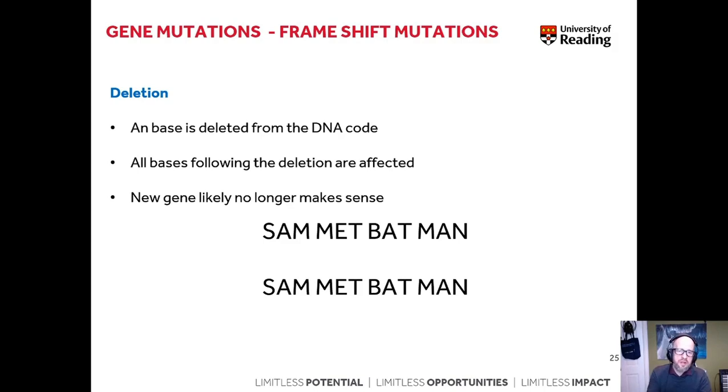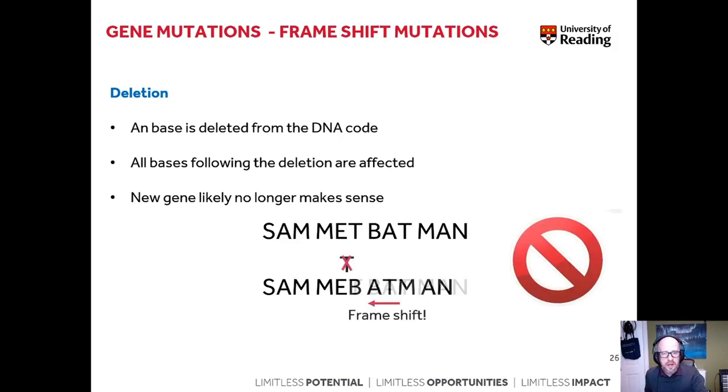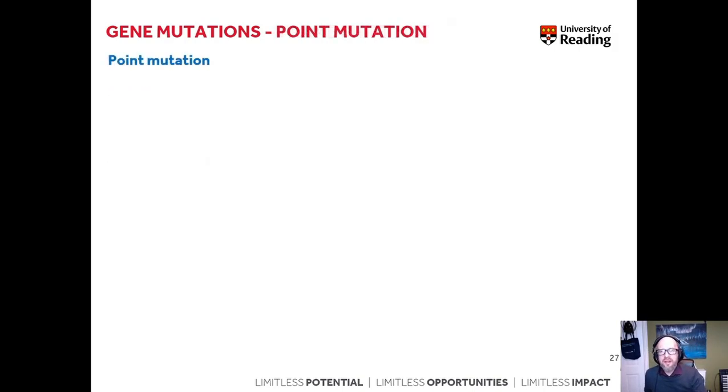Again, if we use this example of the artificial triplet code, and we now delete one single letter here, then the reading frame shifts, but this time to the left-hand side, and all of the following triplets no longer make any sense. The third type of mutation that we need to remember are point mutations.